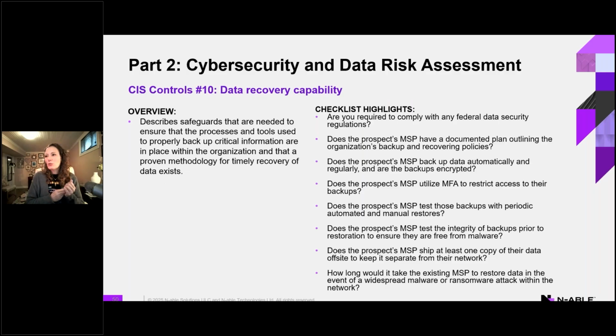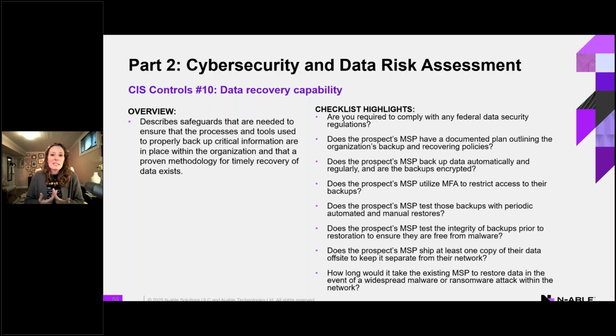And then moving into control number 10, data recovery capability. There are 5 sections as part of this control. It's another big section on a cyber liability insurance application form, but at a high level, here we're talking about safeguards that are needed to ensure that the processes and tools used to properly back up critical information are in place within the organization, and that there is a proven methodology for timely recovery of backup.